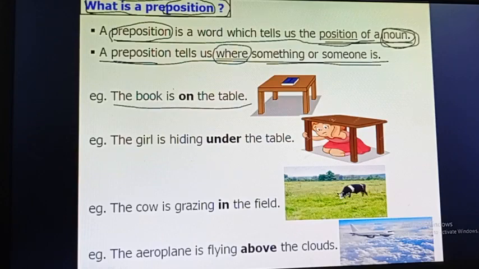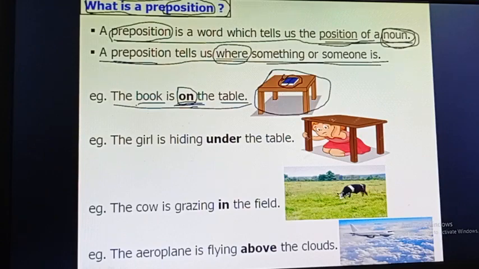Which is the preposition here? The preposition here is on. All right, so the preposition here is on, in bold letters. Now this preposition on gives us the indication where the book is. Which is the noun? Book is the noun. Of course table also is a noun, but this preposition on tells us where the book is. Where is the book? The book is on the table. See, this is the table here, and this is the book. So where is the book? This book is on the table.